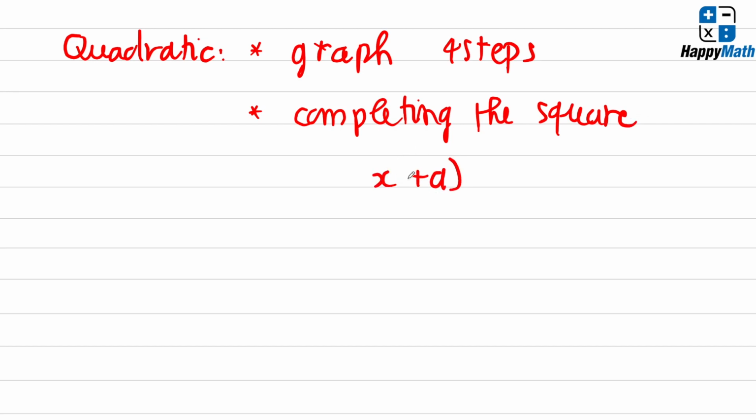y equal to a(x plus a) squared plus b. This is the completing the square form of a quadratic equation.